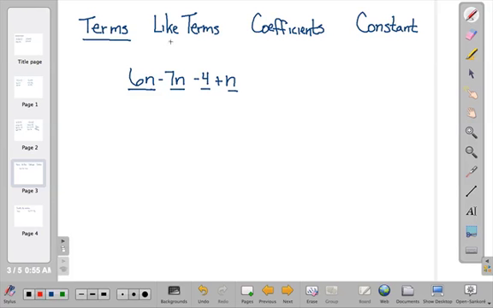Like terms are when things have something the same about them. So for instance, I see an n with the 6, I see an n with the 7, and I see an n all by itself. So these are like terms because they all have an n with them. Those are like terms.